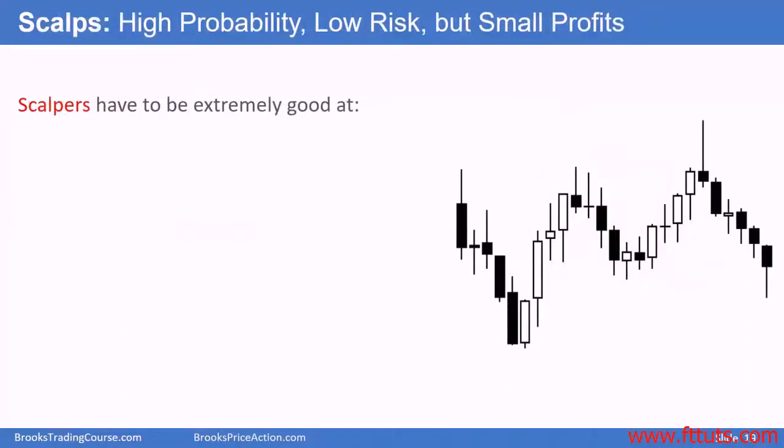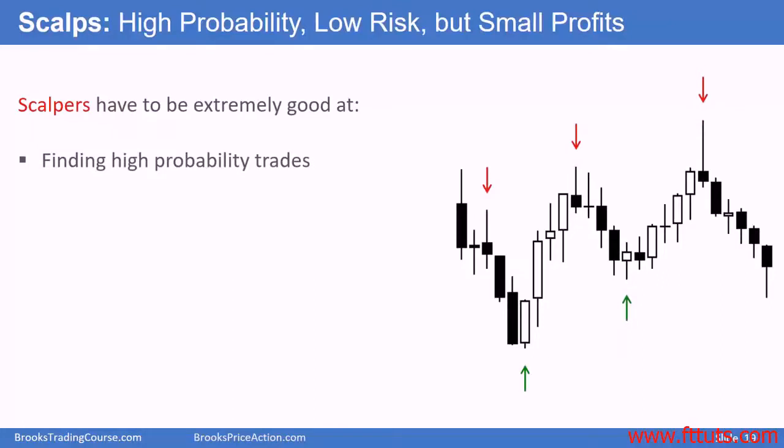Scalpers, on the other hand, need a high probability when they trade. They're going for a reward that's small relative to risk, maybe about the same size as the risk, and that means they have to win very frequently. A really good scalper can win 90% of the time. And because most traders cannot win 90% of the time, most traders should not scalp.